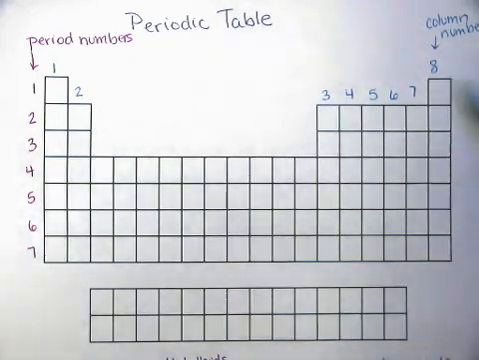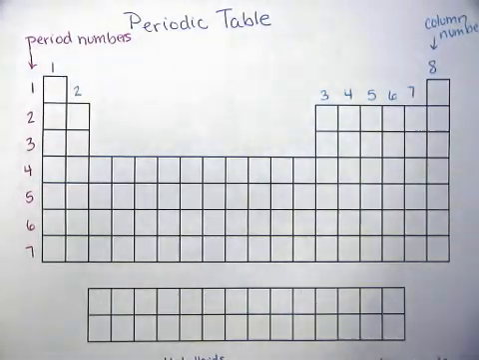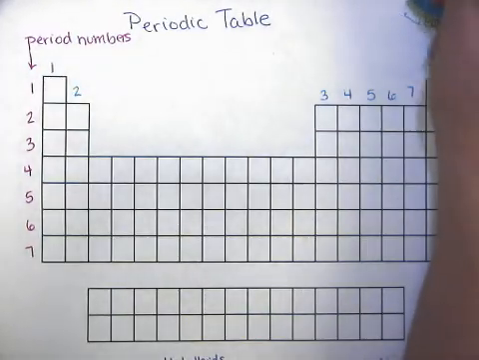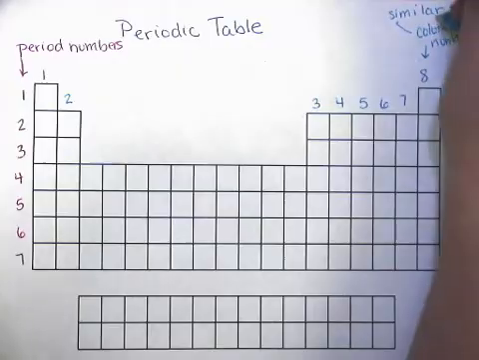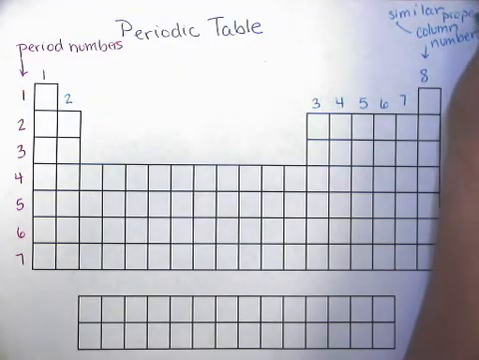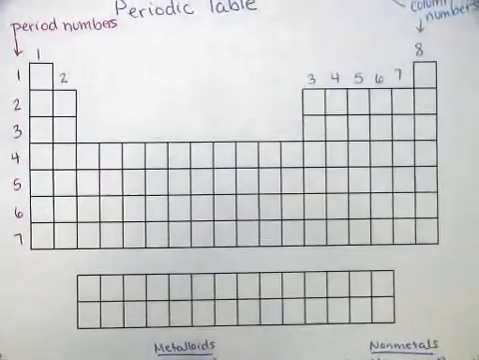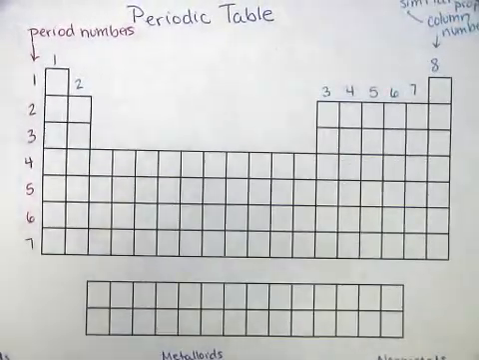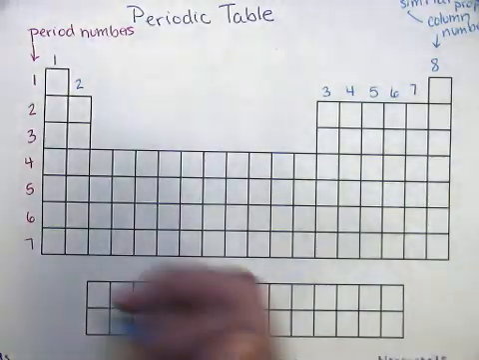And items or elements that are in a column have similar properties. So just write that columns have similar properties. Our columns have similar properties because our valence electrons are the same for all elements in a column.